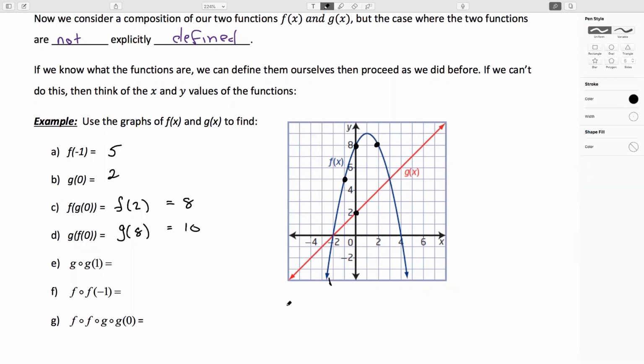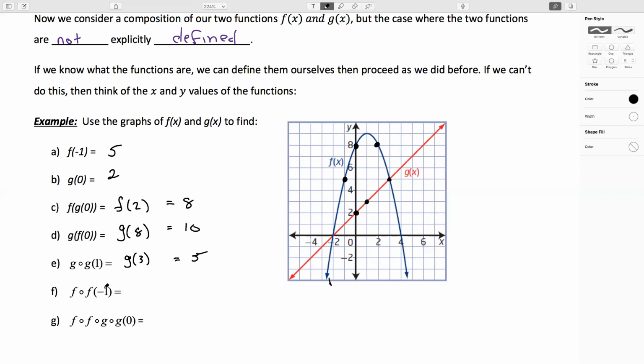Now, g of g of 1. We've got to find the inner function, which is g of 1. Go to 1, go up to g, and we have a y value of 3. So this is like g of 3. Go to 3, go up to g, I have a y value of 5. So this equals 5.